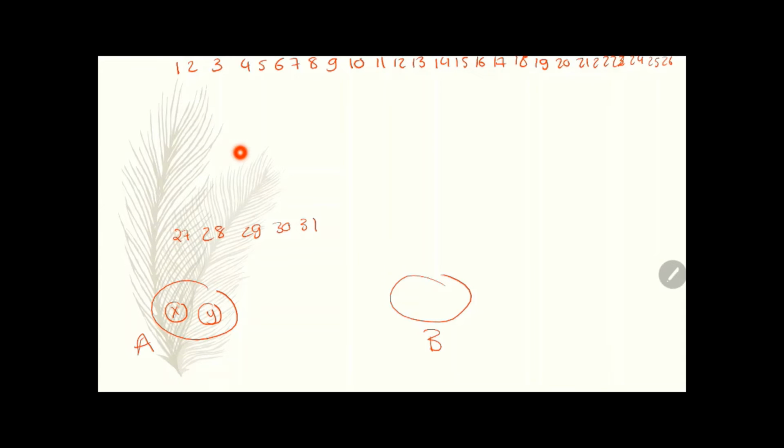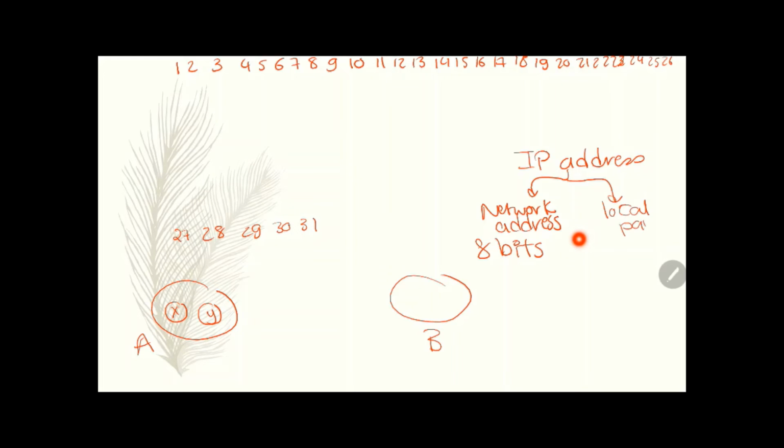with Y? Well, as in the last example, if in the division of the IP address we give the network address part 8 bits, for example, and the local part, which is divided into the subnetwork and the hosts, what will X and Y have in common? X and Y are within the same network, so they will have the first 8 bits in common.